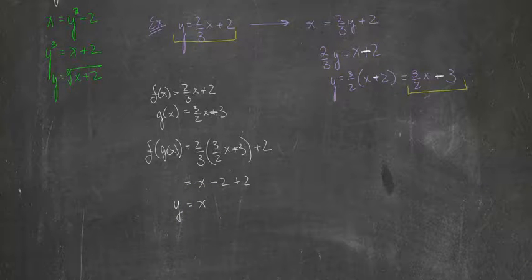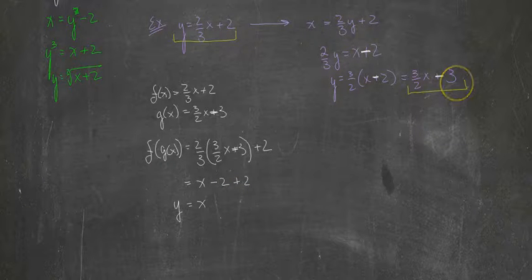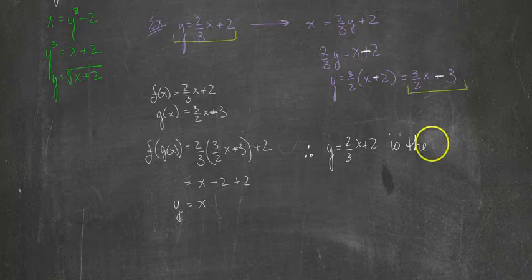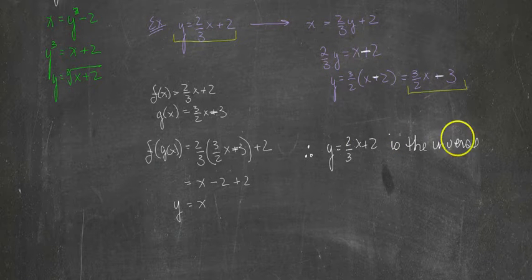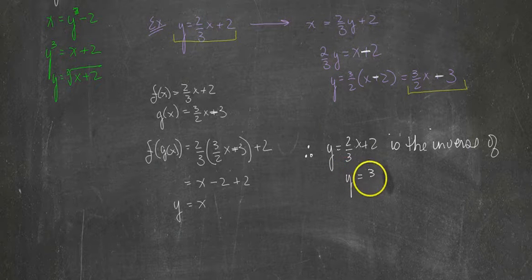So you can always check your work when you calculate an inverse, because if you don't end up with y equals x, as I did not right here, you have to go back and find your mistake. I found my mistake. So now I can say that y equals 2/3 x plus 2 is the inverse of y equals 3/2 x minus 3.